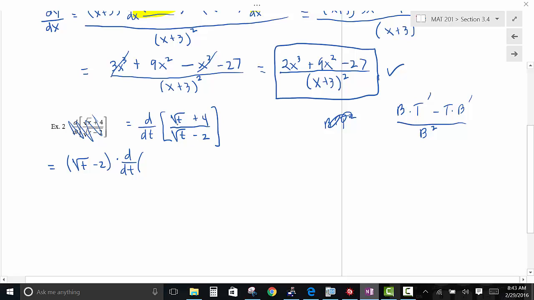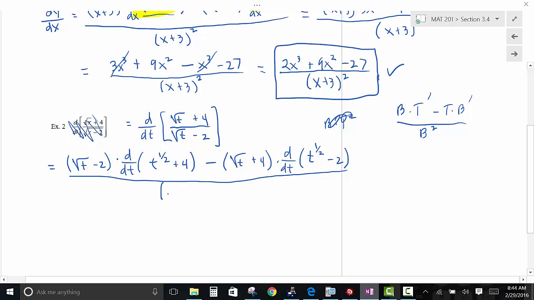You got to change it to a 1/2 power. So I'd recommend that you just go ahead now and change that to t to the 1/2 plus 4 like that. Now minus, now it's the top, so don't touch it. You can go ahead and change these to 1/2 powers all now if you want to. Then multiply by the derivative of the bottom, and we're going to write that as t to the 1/2 minus 2, and then it's going to be all over the bottom squared like that.